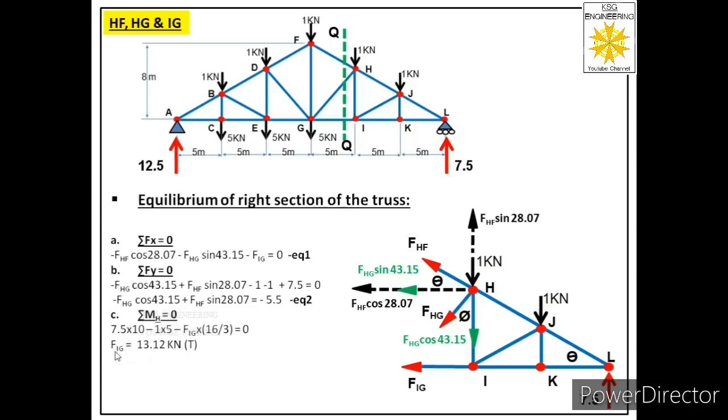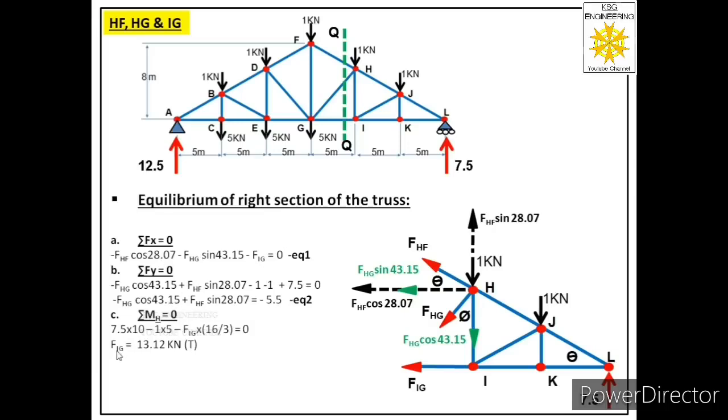Now once we get value of FIG, then what we will do, we will put this value in equation 1. And if we will do this, then we will get equation 1 in terms of FHF and FHG. Equation 2 is also in terms of FHG and FHF. So we will get two equations in the end having same unknowns. So in these two equations we have two unknowns, so we can solve these two equations easily.